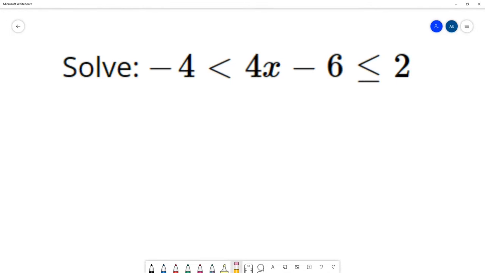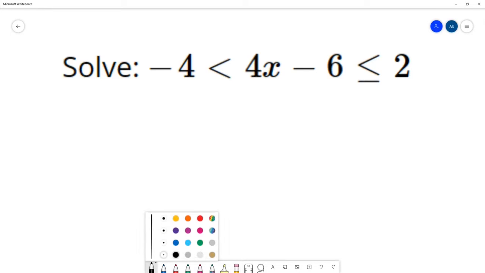I tend to call this a 3-part inequality, but it's actually a compound inequality. And when we solve an inequality like this, our goal is to get the variable by itself in the middle. And then we'll know what values that variable is between.